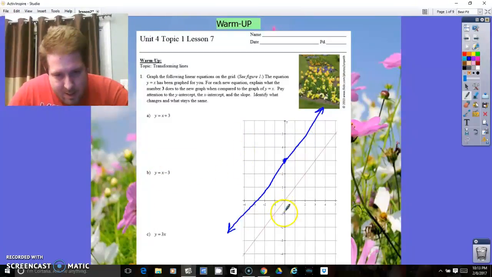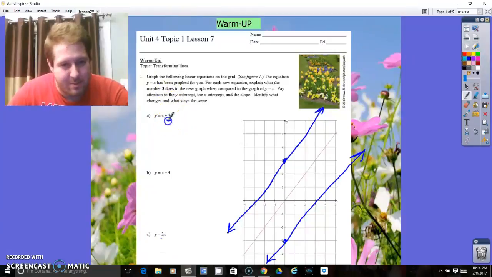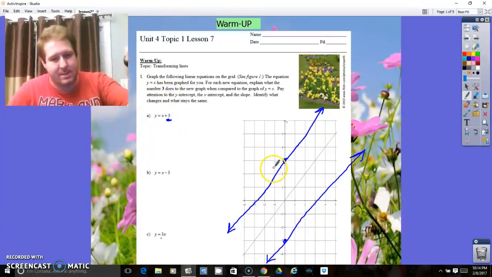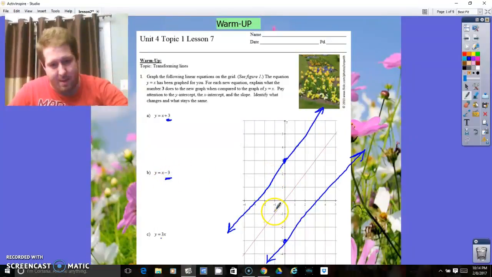x minus 3 means it hits at minus 3: 1, 2, 3 right there. And it's going at exactly the same rate also, which is up 1, right 1. And 3x is the only one that sees the 3 depending on where the 3 is. If it's plus 3, that means it translates it up. So it's the same as the pink line, but it's been raised up 3. If it's minus 3, then it's been moved down 3.